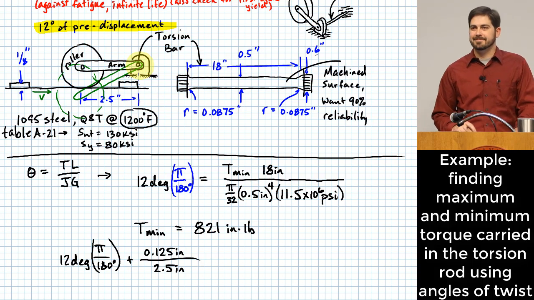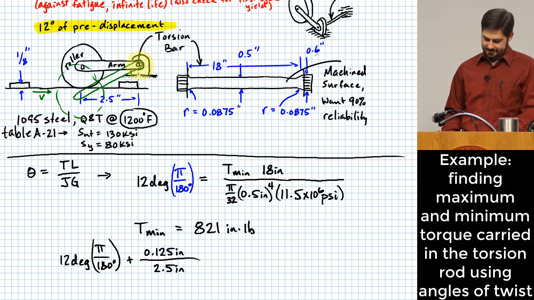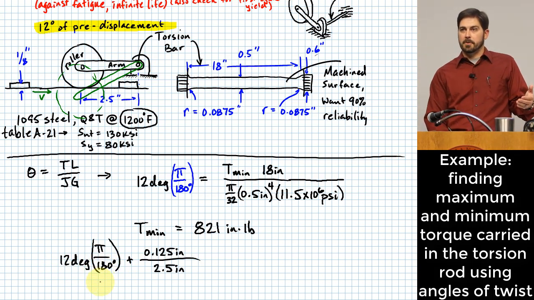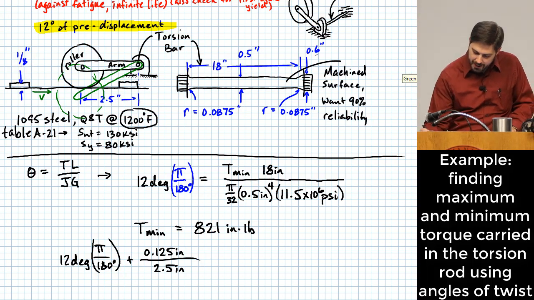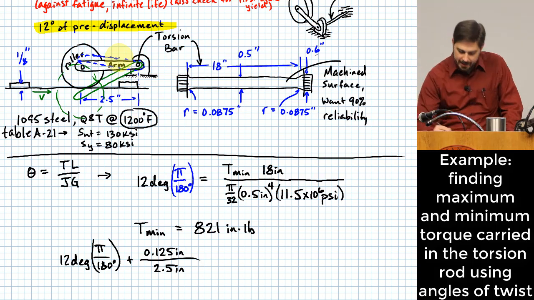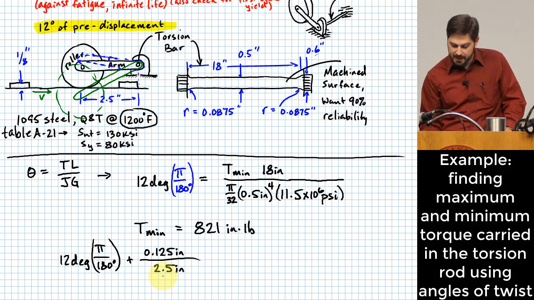So what are we doing with this? You converted 12 to radians, and then you divided 0.125 by 2.5 and added that to it. What is this exactly? The 12 times pi over 180 is the pre-displacement, how much displacement we had at the very beginning. When it rolls over this 1/8 inch tall block, we get a little bit more angle, like this arm moving up a little bit so that the roller can go over the top of it. And how much that changes the angle is what that second term is giving us.